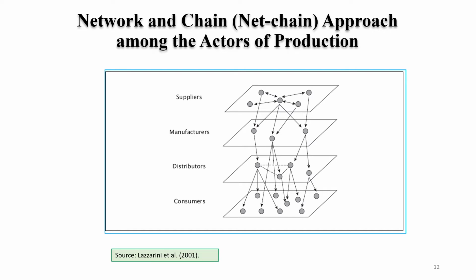Another way of looking at this is another concept called net chain, where it is both network as well as chain of activities. As you can see, there is a vertical sequencing from suppliers to consumers. They are at different stages, but at the same time, at each stage, there is horizontal movement also. So here the network and chain come together, and the concept is popularly known as net chain activities.